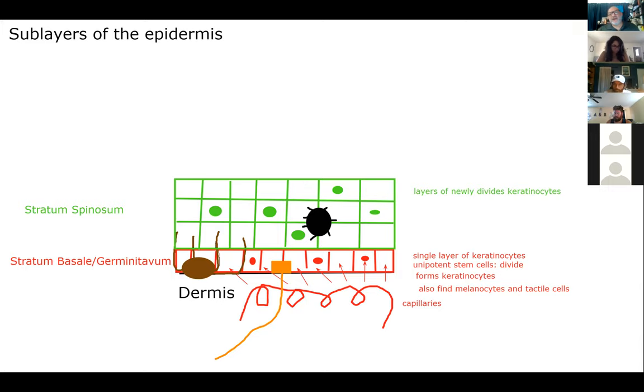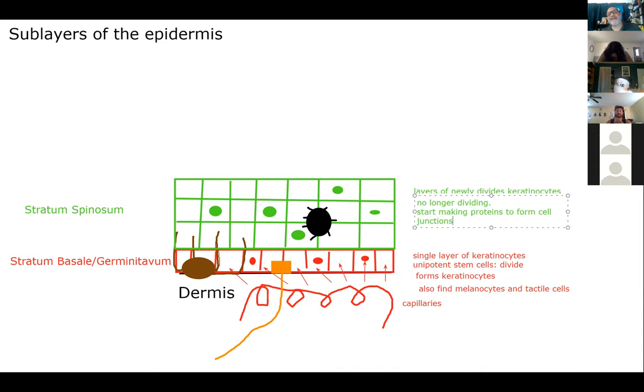But these newly divided keratinocytes are further away from the blood vessels. They are no longer dividing. And so instead, still being alive, still being cells, they're going to do what cells do. And they are going to start making proteins. Now, with a name like keratinocyte, what protein do you think they would most likely be making? Keratin. Keratin, but it turns out they're not quite doing that yet. Instead, they're making proteins to form cell junctions.